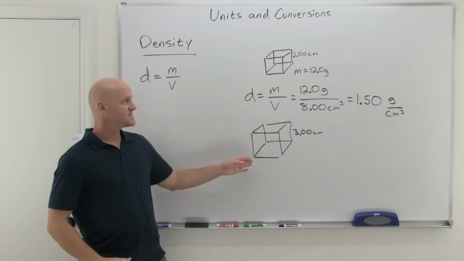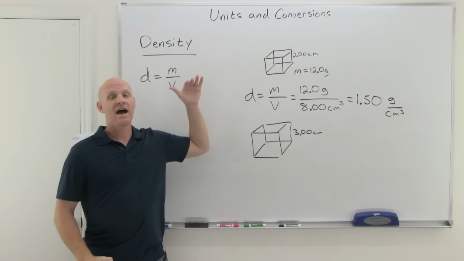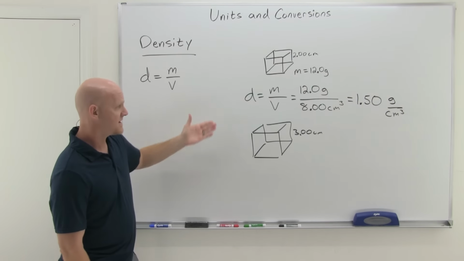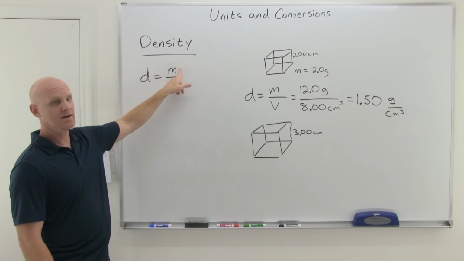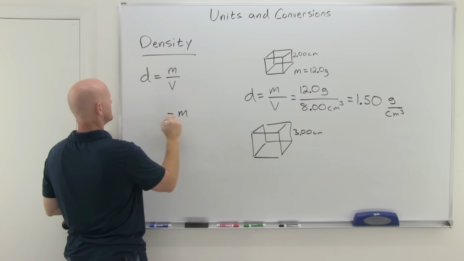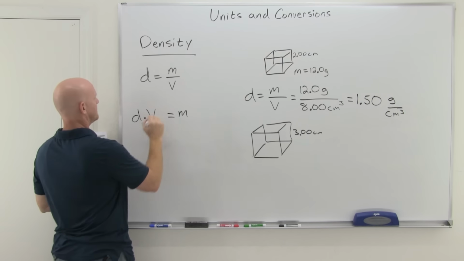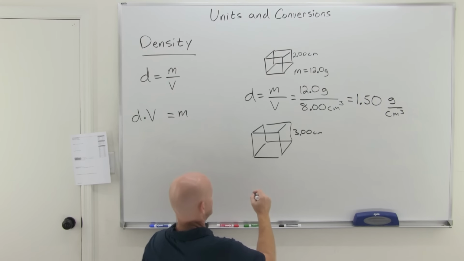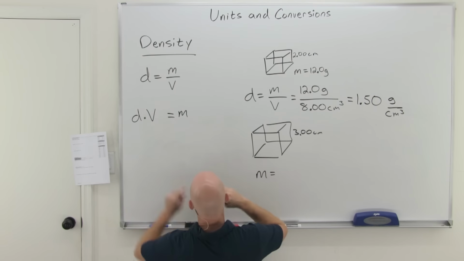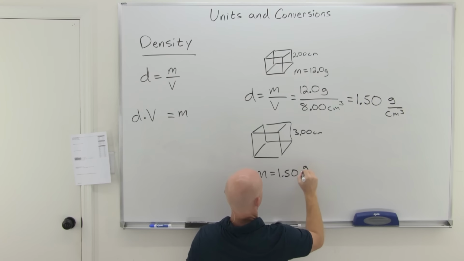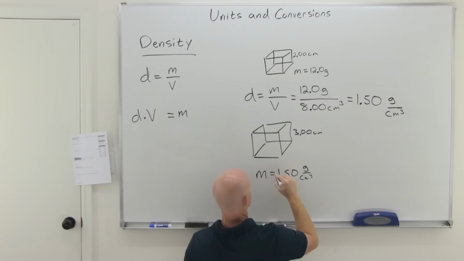And the key is, because it's the same substance, it's going to have the same density. Again, it's an intensive property. And so in this case, now we're being asked for how much is it going to weigh. And so we just rearrange the equation here, and if we multiply both sides by volume, we'd get mass equals density times volume, and that's essentially what we're going to be doing here. So in this case, the density we know, we just solved for it. It's 1.50 grams per cubic centimeter.